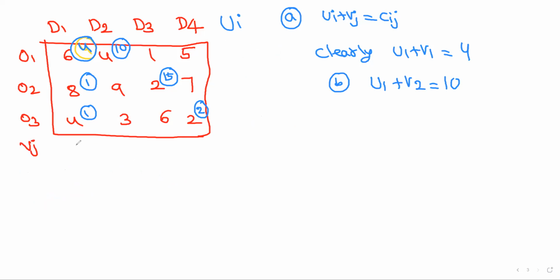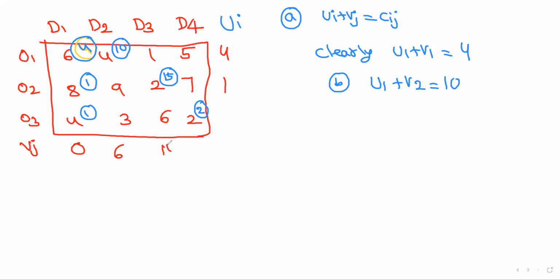First I assumed 0 here. If you add the row outside and column outside, you get the internal value. Here 4 is there, outside is 0, and 0 plus 4 is 4. Here 10 is there, the row is 4, the column is 6, and 6 plus 4 is 10. Here the row we don't know, the column is 1, so 0 plus 1 is 1.